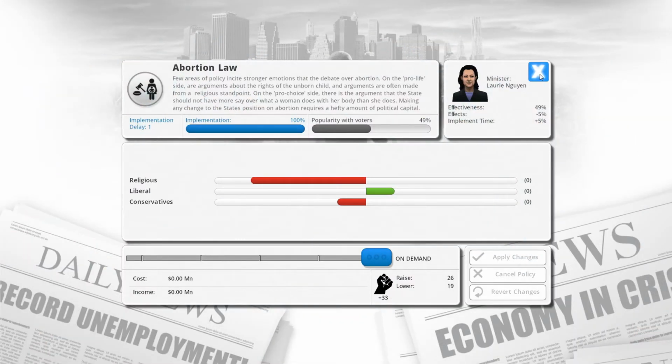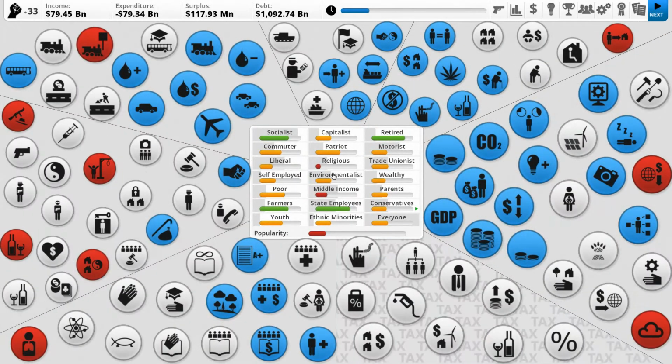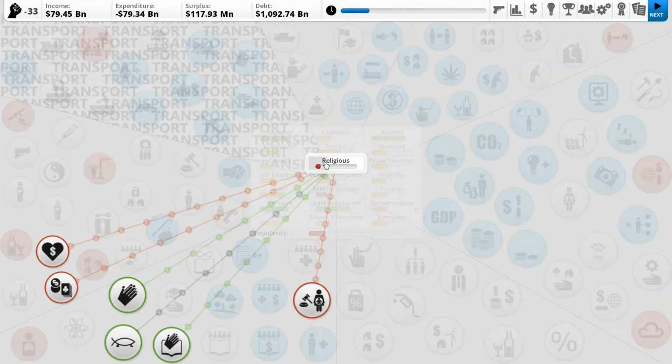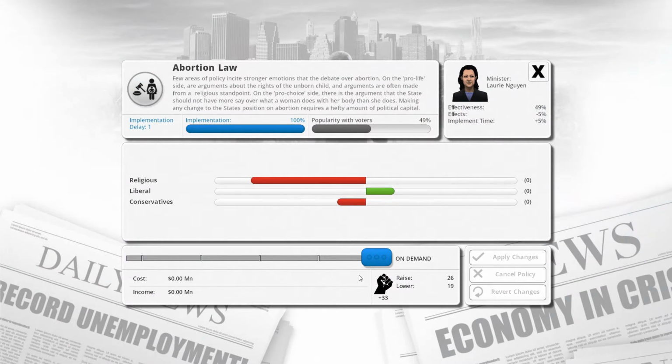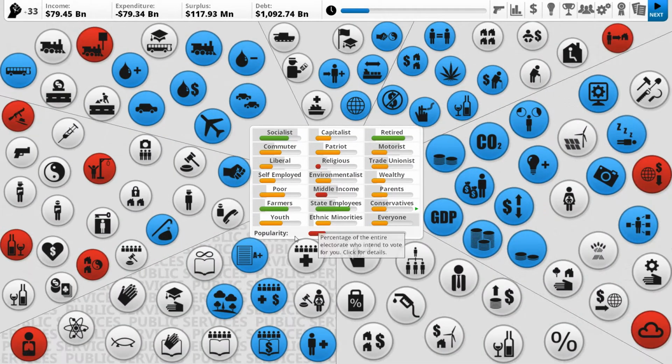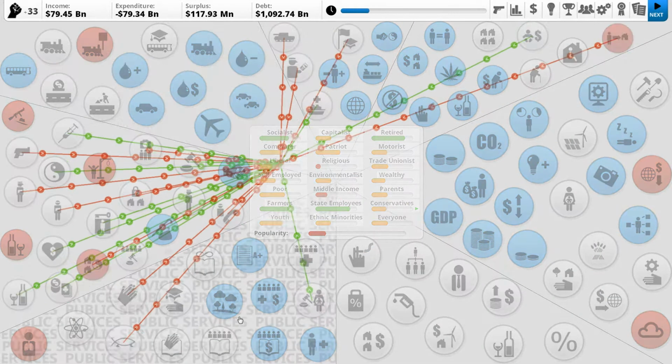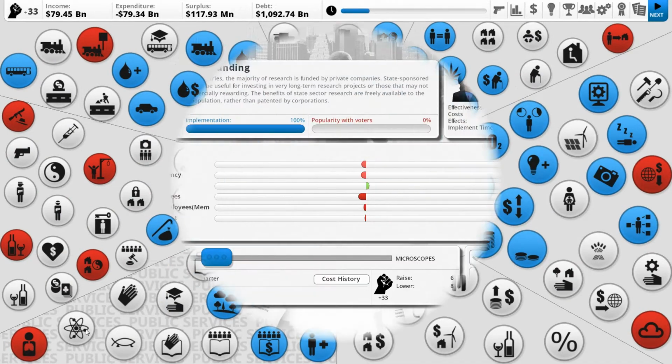Abortion laws are on demand, which the religious people really don't like us for, even though we're only 40% religion. That's fairly significant. I might be more stringent on these. Yeah. See, if we put it under limited circumstances, this only lowers the liberals slightly. But I've been lowering the liberal side of things a lot lately, and what I'm looking for is to raise that.